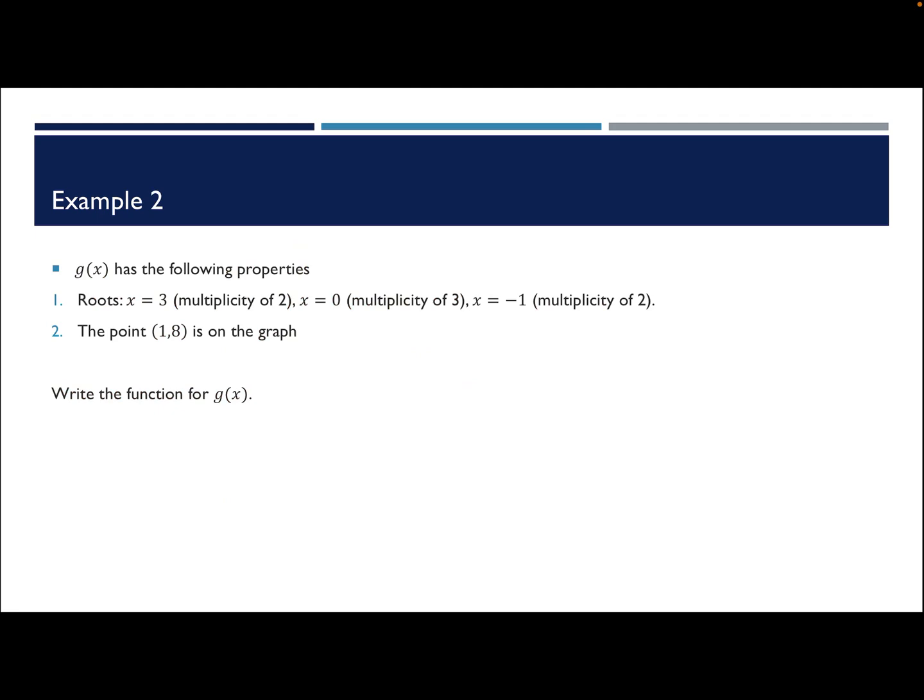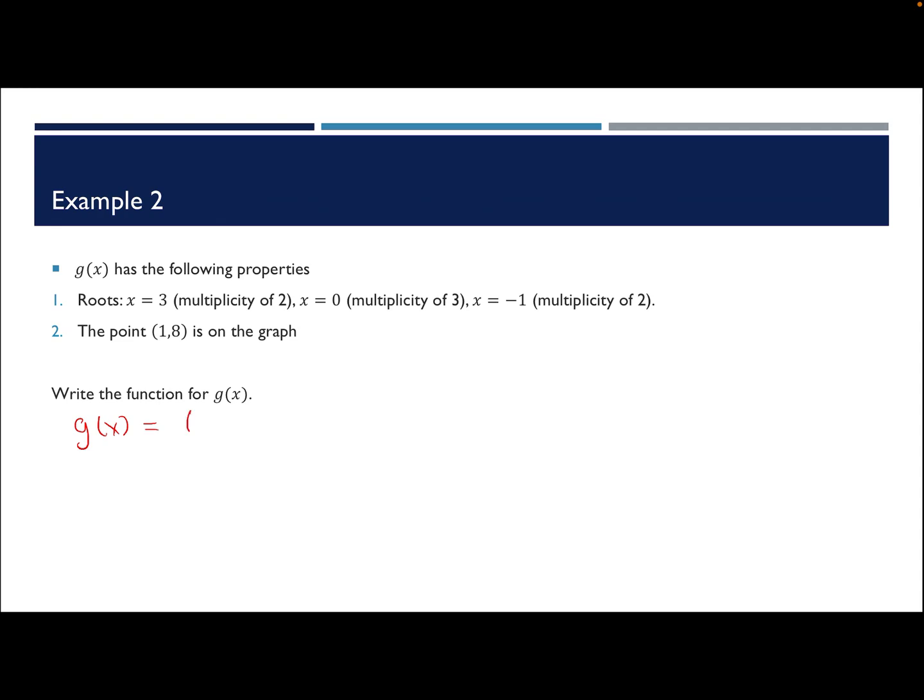x equals 3 is a root of multiplicity 2. x equals 0 is a root of multiplicity 3. And x equals -1 is a root of multiplicity 2. And we know the point 1, 8 is on the graph. So g of x is a 2 plus 3 plus 2, a 7th degree polynomial.